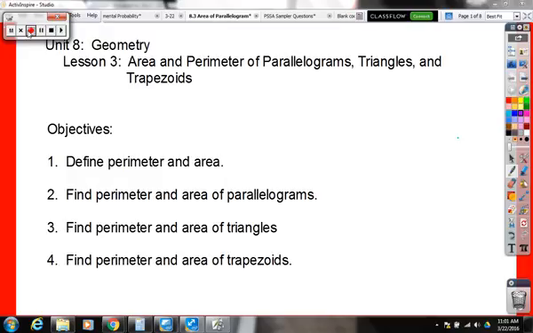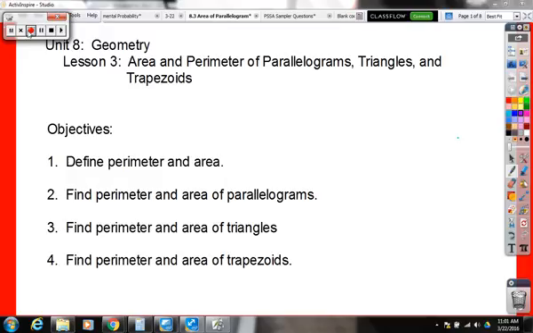How about area of triangles? Surely you did triangles. You never found area of triangles? Like 5th grade maybe? We did in 6th grade and 5th grade. Okay, I thought you should have. And then trapezoids is probably new. You probably haven't done trapezoids yet.